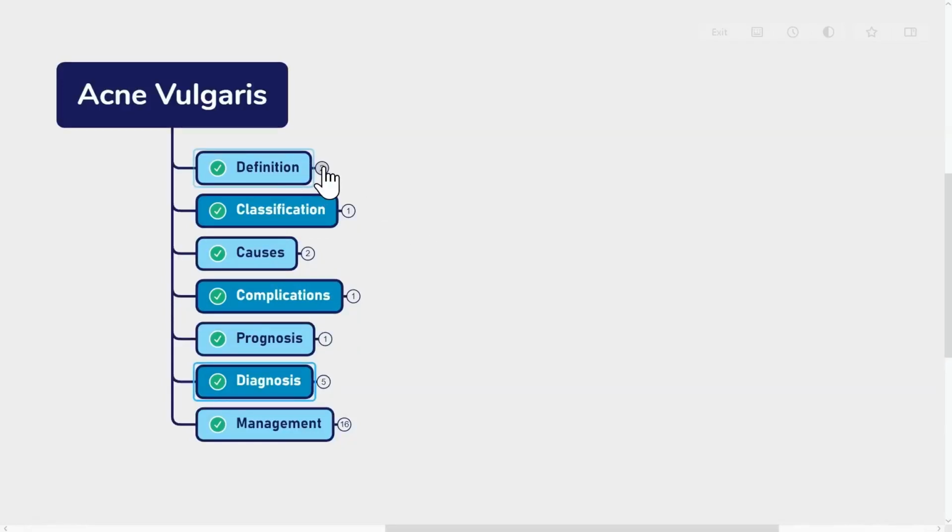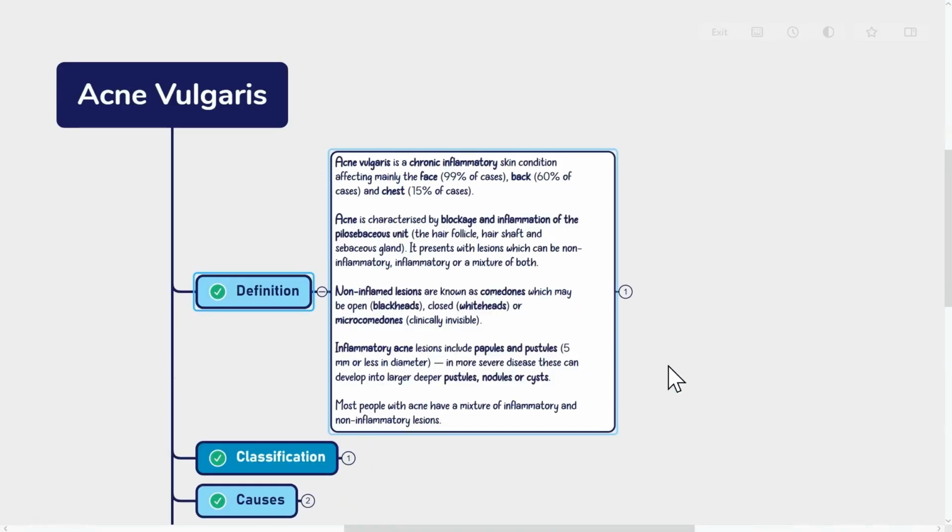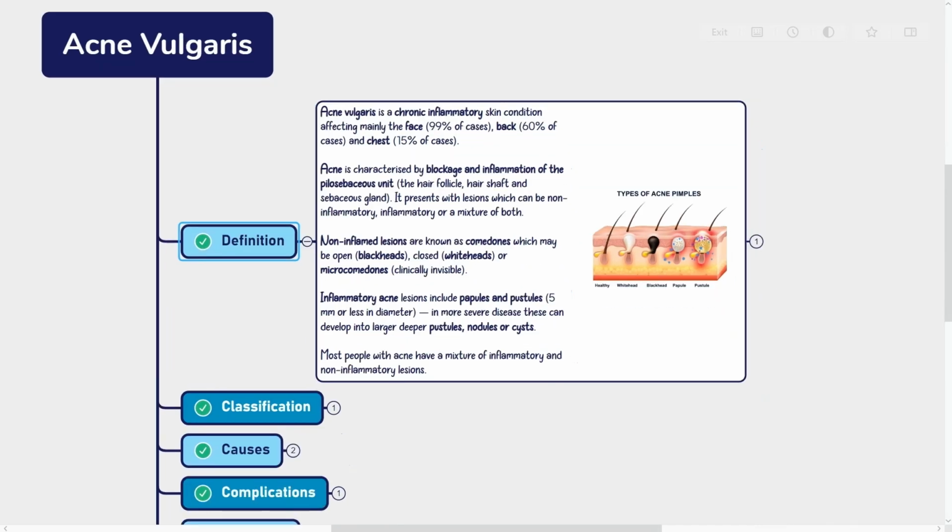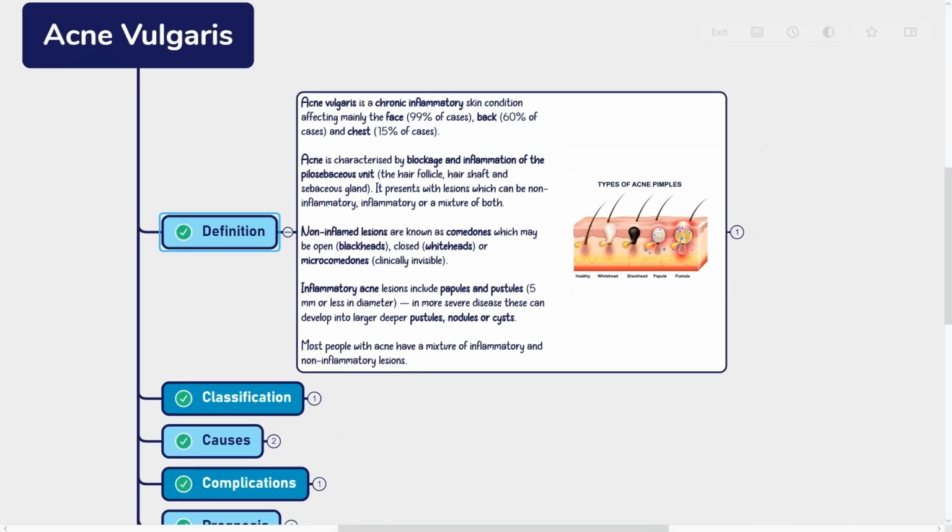Acne vulgaris is a chronic inflammatory skin condition affecting mainly the face, 99% of cases, back, 60% of cases, and chest, 15% of cases. Acne is characterized by blockage and inflammation of the pilosebaceous unit, the hair follicle, hair shaft, and sebaceous gland. It presents with lesions which can be non-inflammatory, inflammatory, or a mixture of both. Non-inflamed lesions are known as comedones, which may be open, blackheads, closed, whiteheads, or microcomedones, clinically invisible.